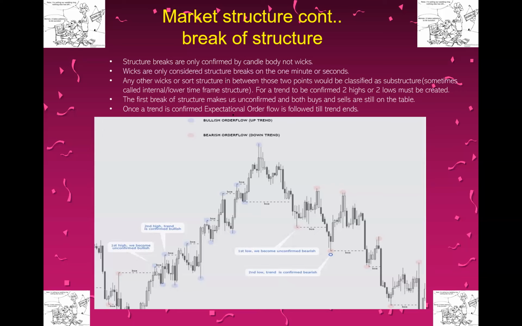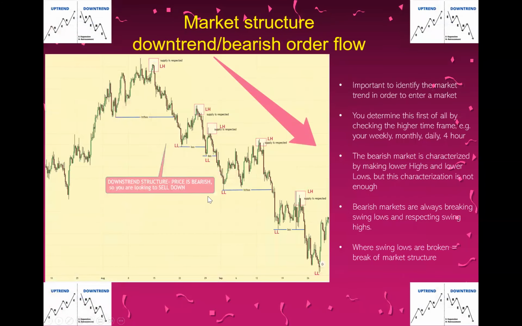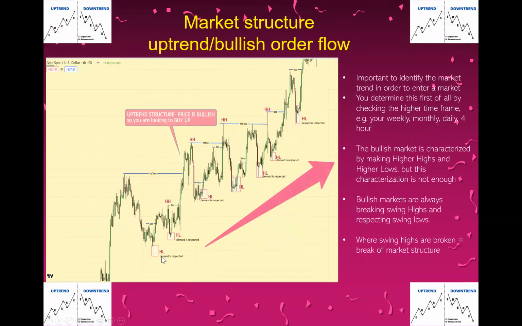For a trend to be confirmed, and when I say a trend I mean an upward or downward trend, you need to have two highs or two lows created. Like in the previous example, we have a higher high, higher low, higher high, higher low. You need to have two of these created to confirm that we are actually going bullish. Does that make sense?